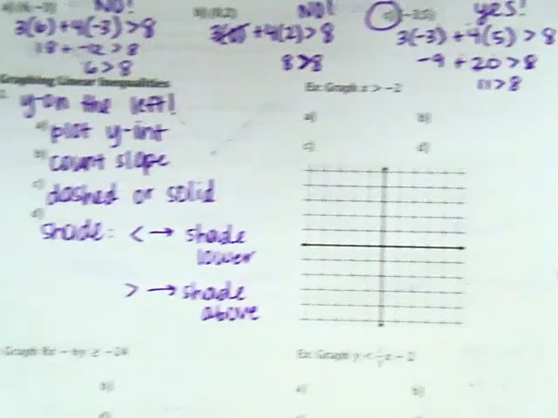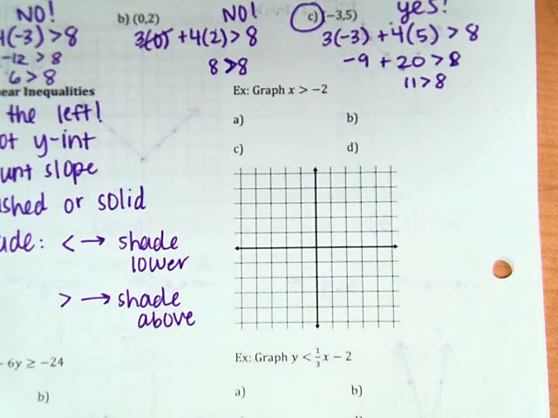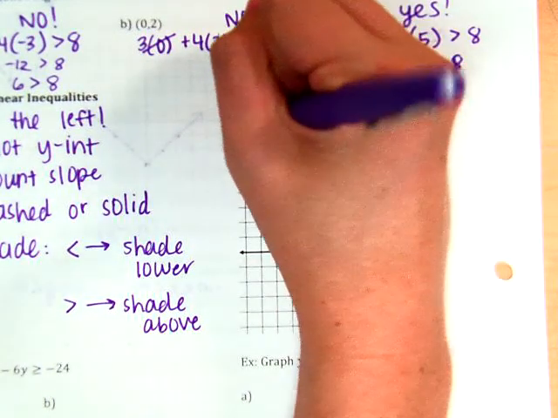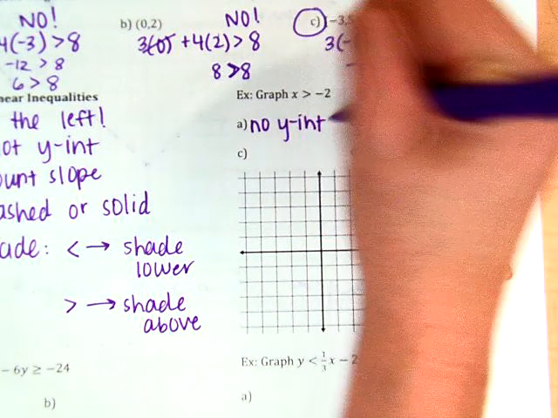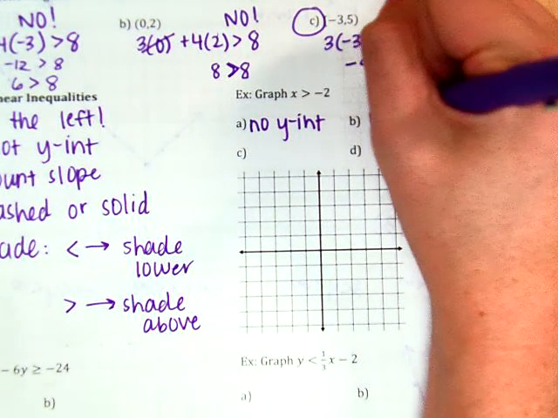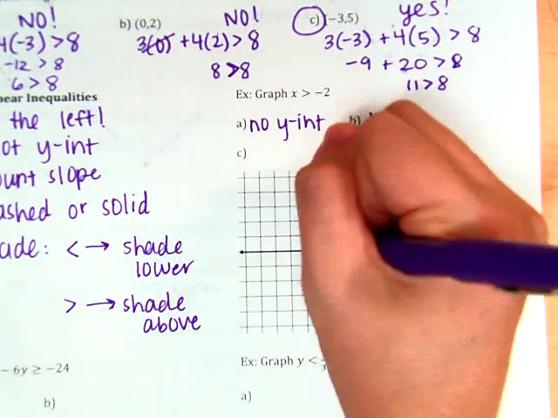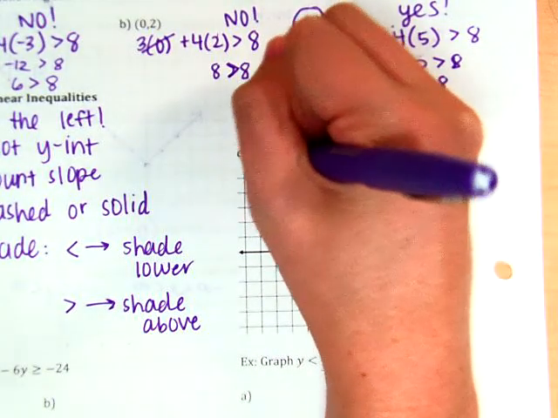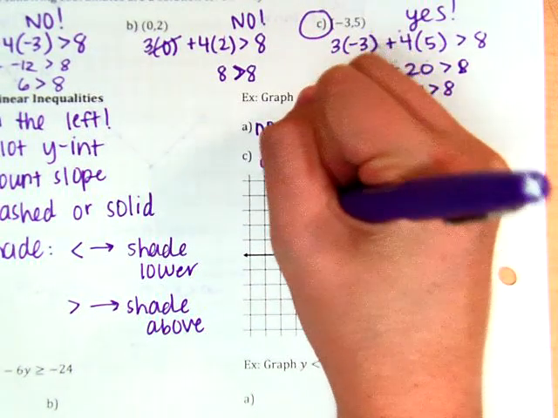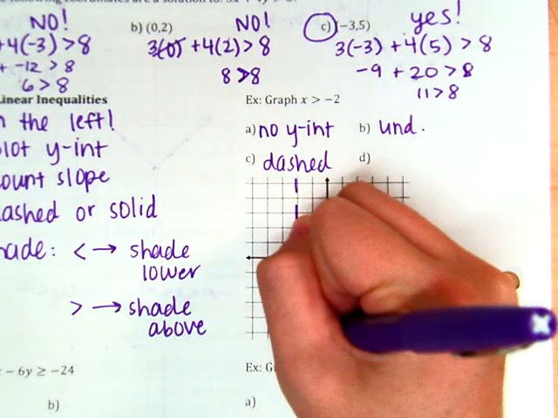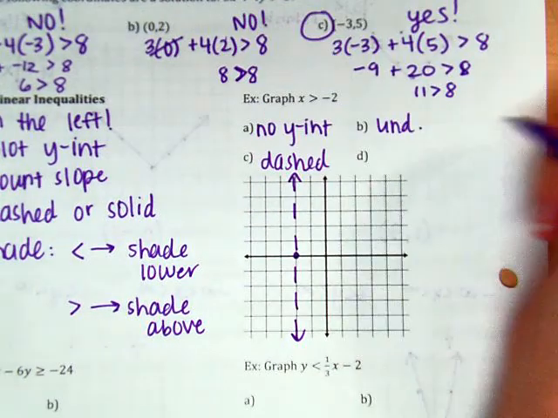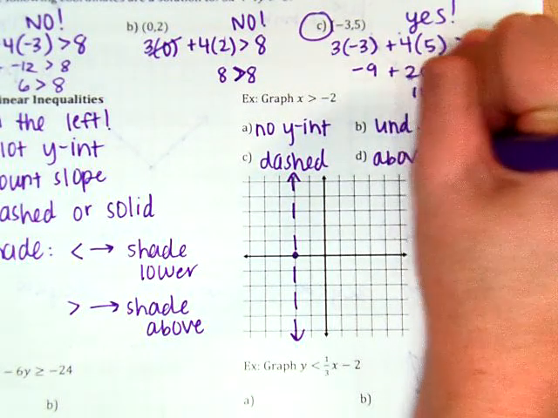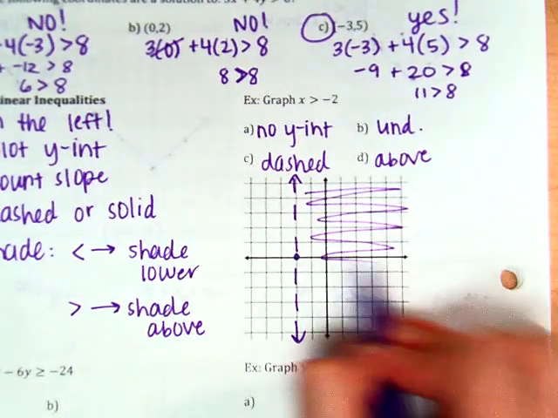Okay, let's try this thing. X greater than negative 2. It's an X line. So I don't have a y-intercept. My slope here is undefined. So I go down to negative 2. Is my line dashed or solid? It's going to be dashed. So I'm going a dashed line straight up and down, like so. And then where am I shading? Got to shade this way, so I'm going above. So any number greater than, so that would be that direction.